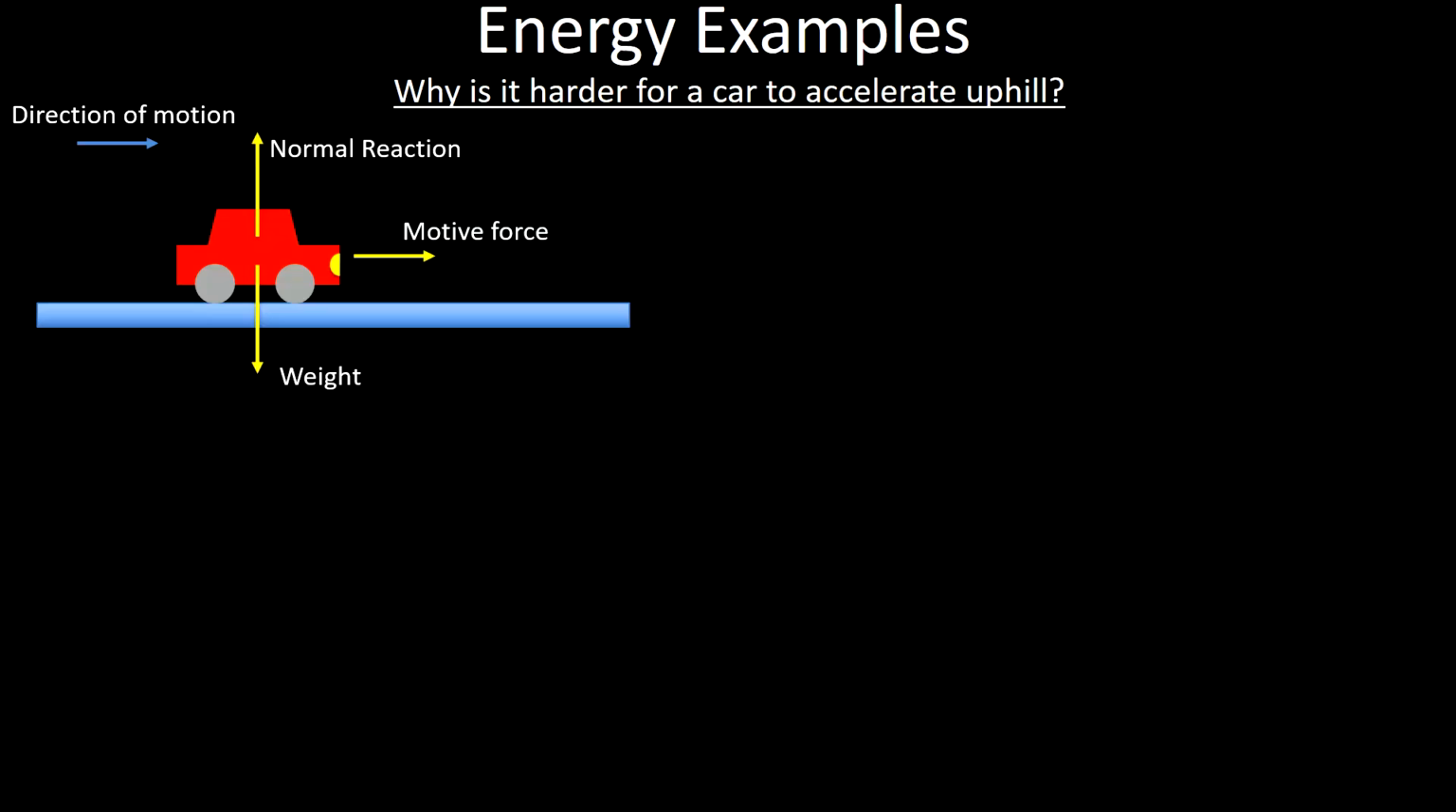Okay, so we've got the normal reaction, remember, which is a force at right angles to the surface. That's going to be very important in a second. By definition, that's what the word normal means. The weight is obviously pointing downwards, or towards the centre of the Earth, and the motive force is pushing the car in the forward direction. And on the flat here, it's moving horizontally. So only one of these forces is doing work. Only the motive force is doing work. It's the only one that's not at right angles to the motion.